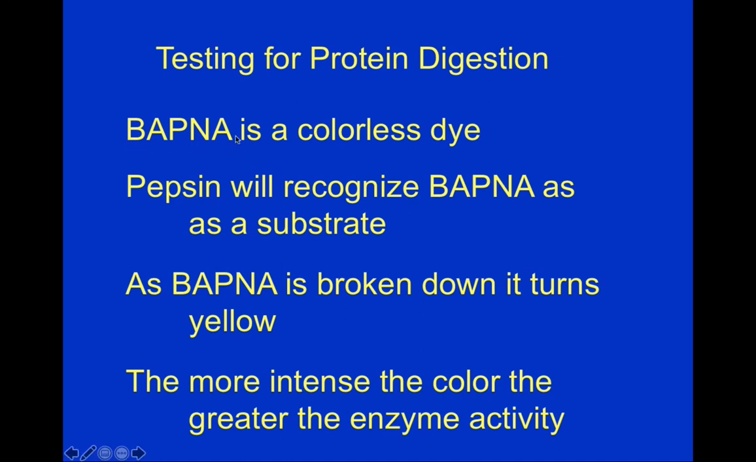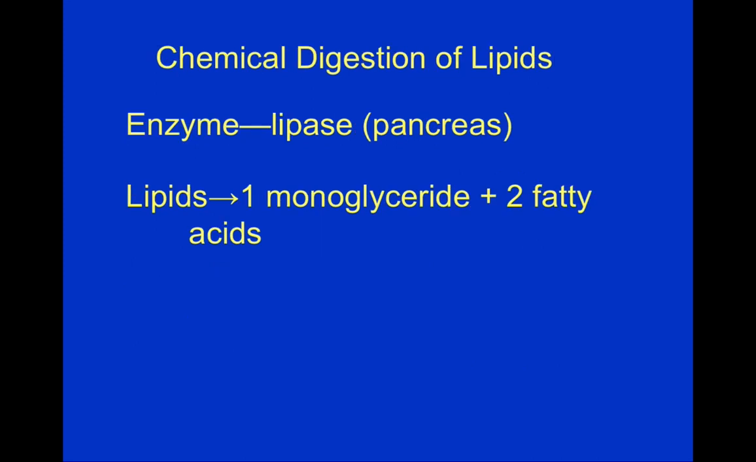So BAPNA is a very large molecule. But pepsin recognizes BAPNA, and it starts to break this molecule into two individual products. One of those breakdown products is a yellowish pigment. So the more pepsin that we mix with the BAPNA, the more intense the yellowish color will become, as pepsin is able to break down more BAPNA and produce more of that yellowish product.